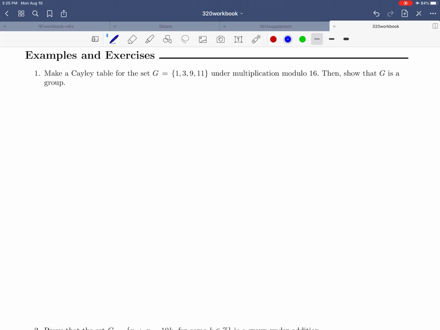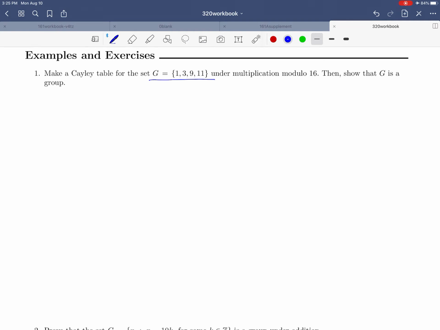In exercise 1, we are going to look at the group of elements 1, 3, 9, 11 under multiplication modulo 16. So the operation on this set, our binary operation, is multiplication mod 16. And they're asking us first to make a Cayley table and then to show that G is a group. So let's start by making the Cayley table.